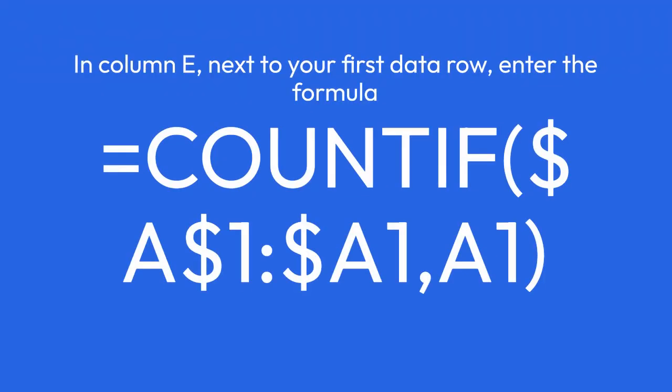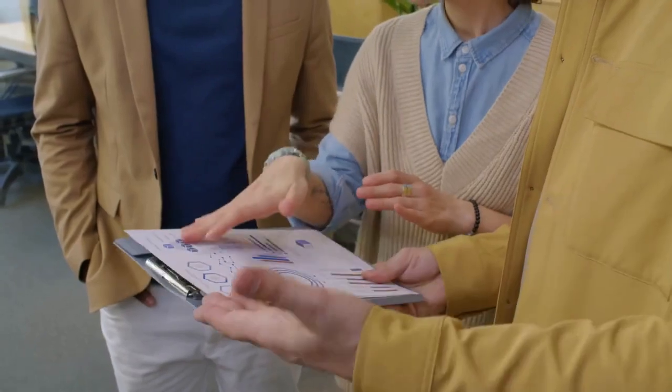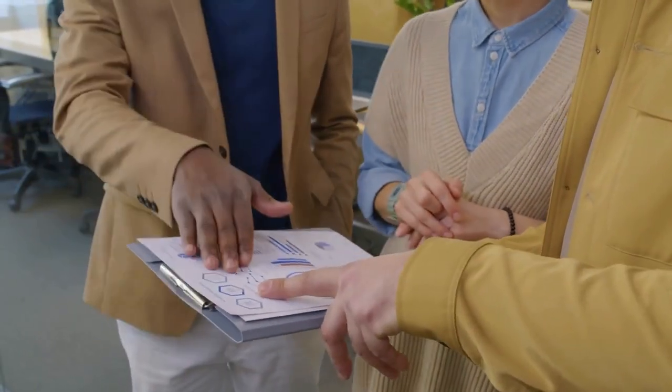In column E, next to your first data row, enter the formula COUNTIF($A$1:A1,A1). This formula counts how many times the value in cell A1 appears from the top of column A down to the current row. If the result is greater than 1, it means it's a duplicate.